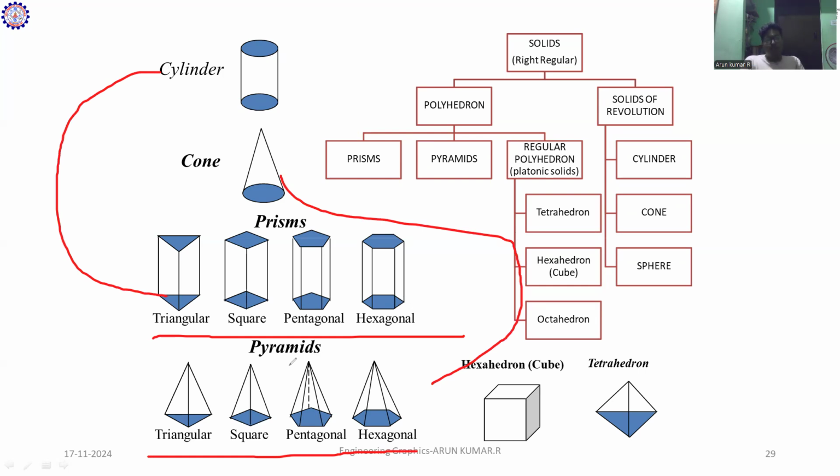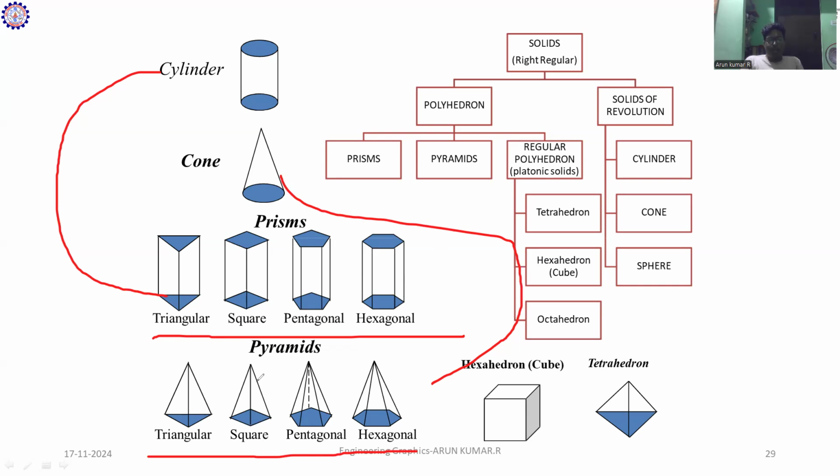Okay. So whenever you construct the prism, this is a triangular shape, this is a square shape, this is the pentagonal, this is the hexagonal, this is the circle. So what you have to do is, a triangle plus prism, the name is called a triangular prism. The square plus prism we call a square prism, and the pentagon plus prism we call a pentagonal prism. The hexagon plus prism we call a hexagonal prism.